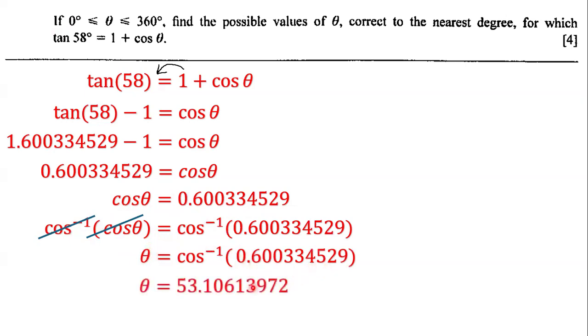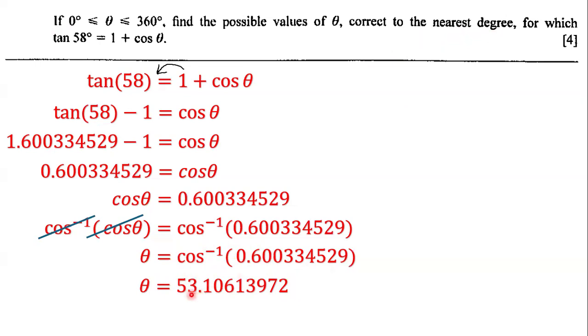And then our answer is going to be theta is equal to 53.10613972. So you put cosine inverse of this decimal inside of your calculator. And when we do that, we get 53.10613972. But they want our answer correct to the nearest degree.